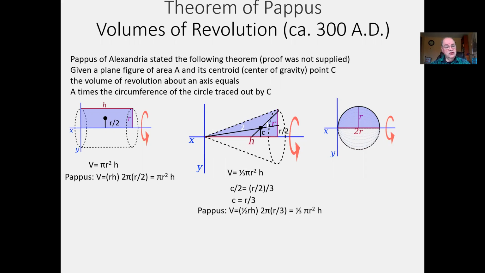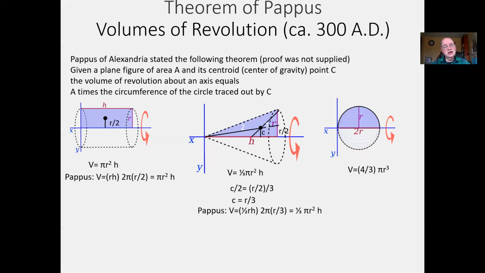Now, applying Pappus's formula, the area of the triangle is one half the base times the height. One half, here's the height, R, times the base, H, times the circumference, which is 2 pi R over 3. If you multiply all that up, you get 1/3 pi R squared H.